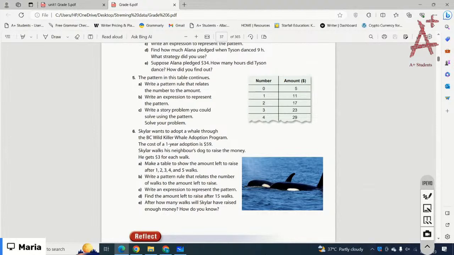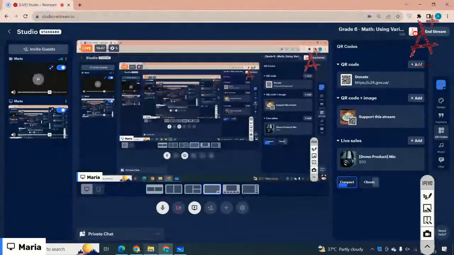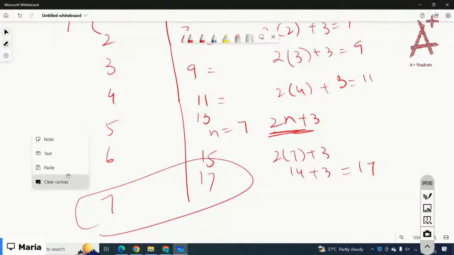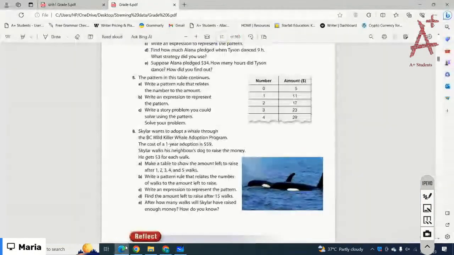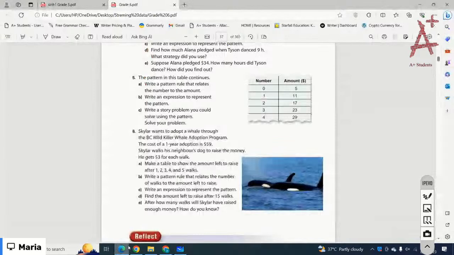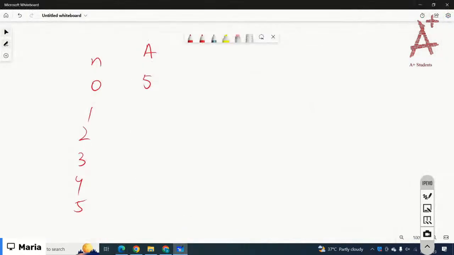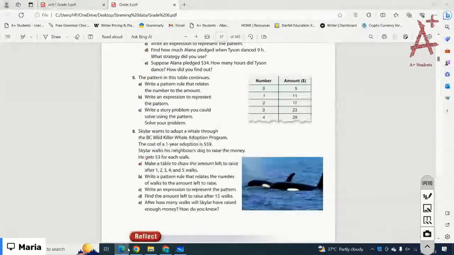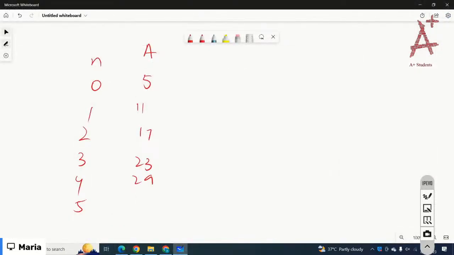Okay, the table is: number is 0, 1, 2, 3, 4, 5, and amount is 5, 11, 17, 23, 29. Okay, so 5, 11.